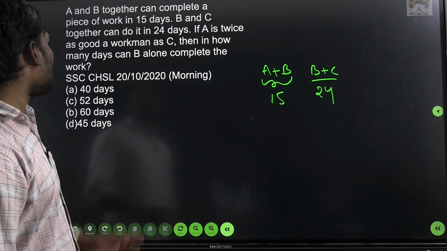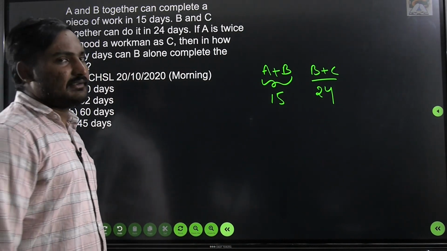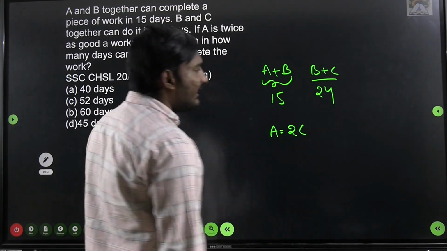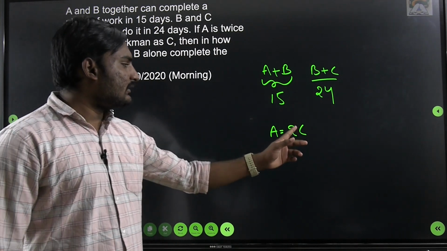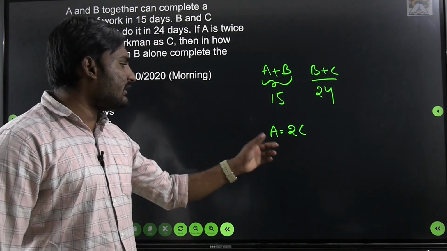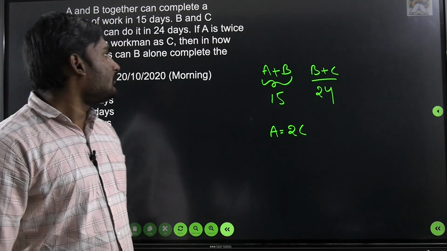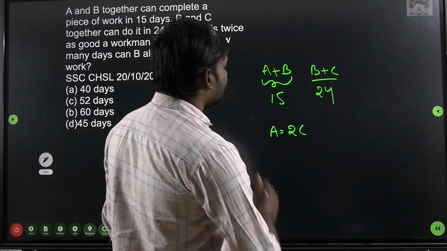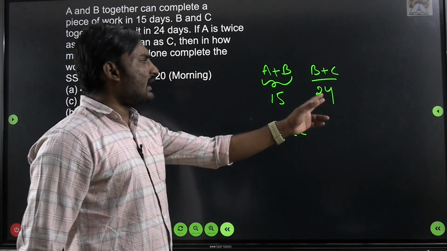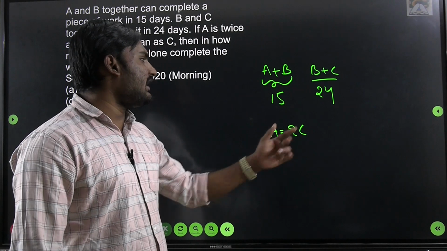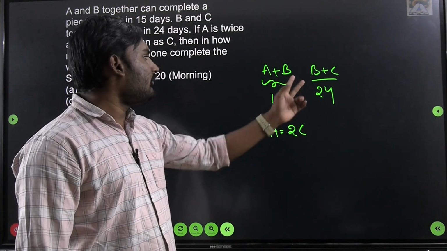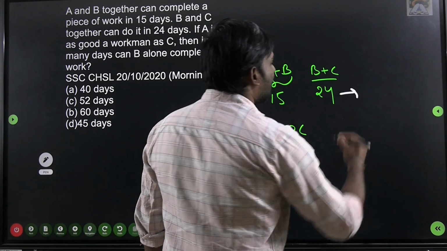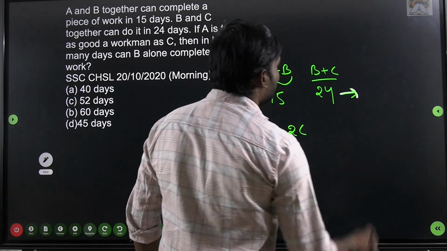If A is twice as good a workman as C, it means A has twice the efficiency of C. If C does 1 part, then A does 2 parts, because A has twice the efficiency of C. We directly subtract, since we have a relation between A and C. That's why we will take this in the form of A and C. We will take the LCM by the parts method, and we will get it easily.